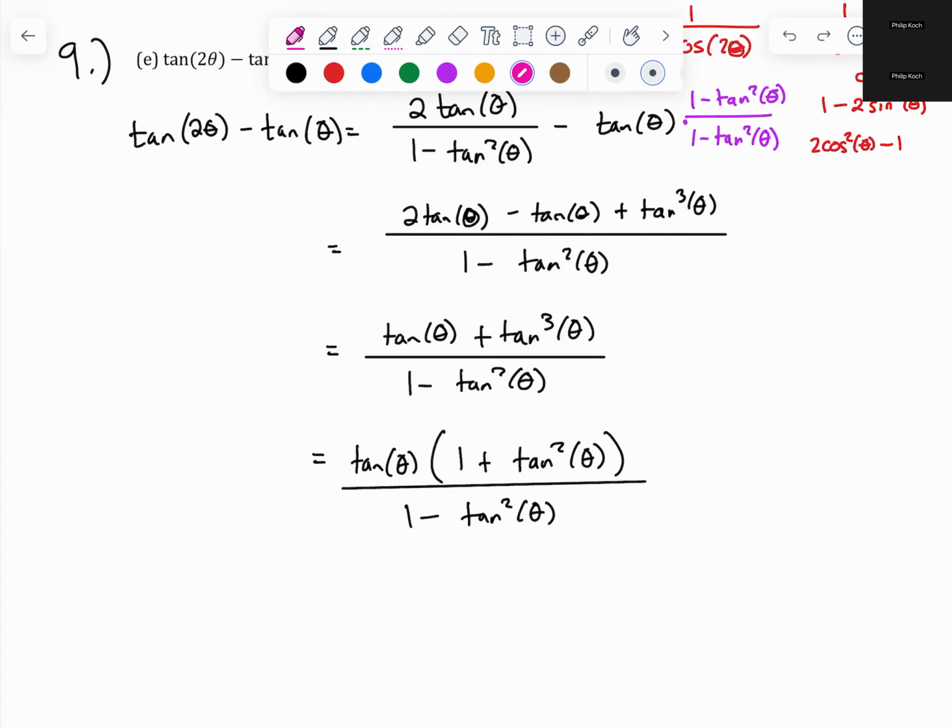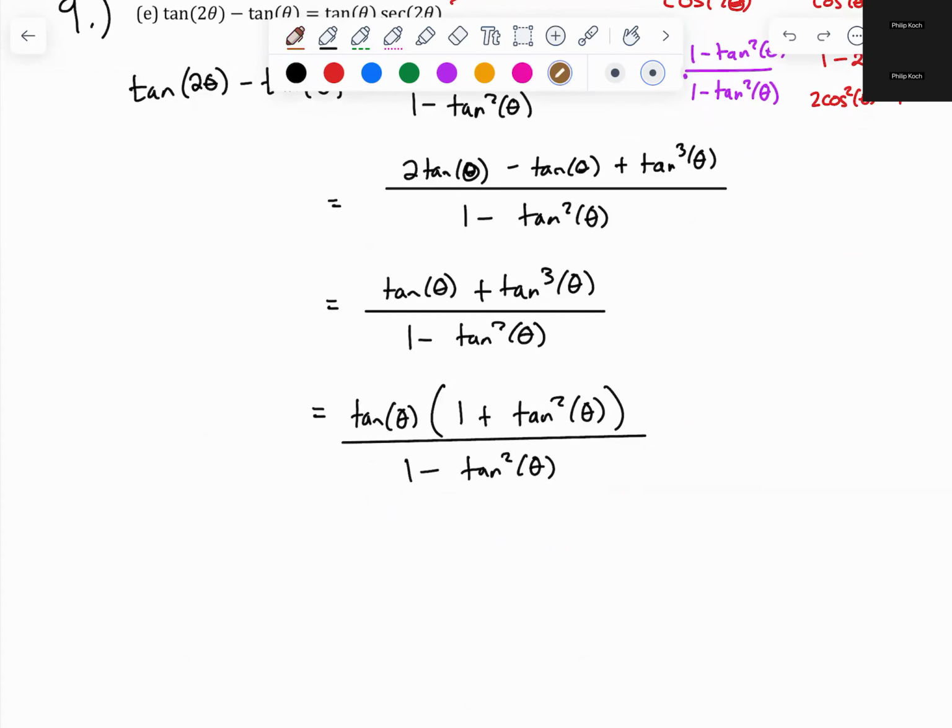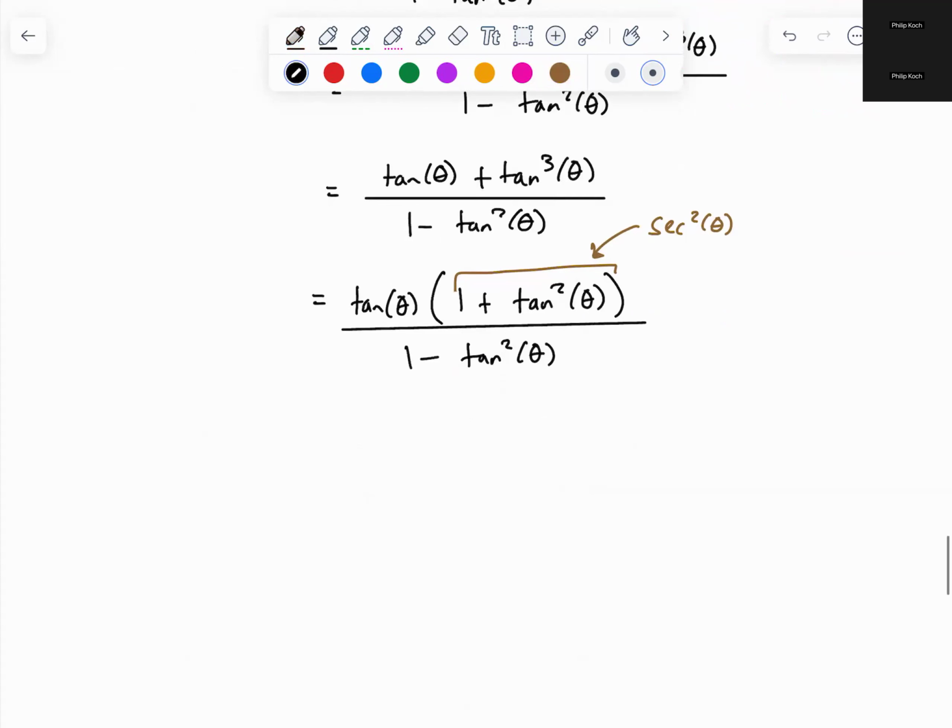There probably are. But I'm looking at it, and I do know that 1 plus tangent squared theta, that's a trig identity. And that could help. Wouldn't you want to try it? Okay. This is a Pythagorean identity. This is secant squared theta. So this is now equal to tangent theta, and I'm going to bring that completely out front, times secant squared theta over 1 minus tangent squared theta.